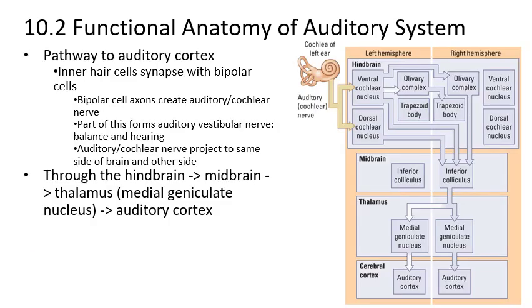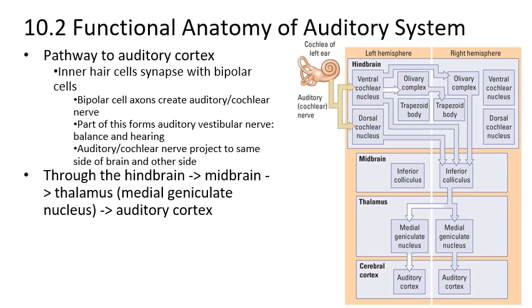The pathway from the ear to the auditory cortex is rather complex. I'm going to give you a more simplified version than the book gives you. I don't expect you to know every single detail, but just know the general pathways. So within the inner ear, the inner hair cells synapse with bipolar cells. If you remember, bipolar cells are also in the retina of the visual system. So we see bipolar cells showing up in two different sensory systems.